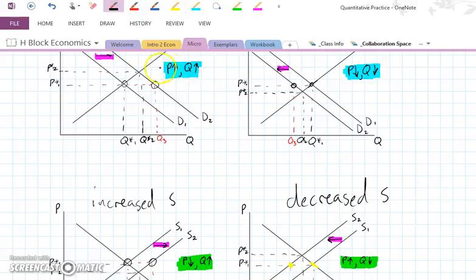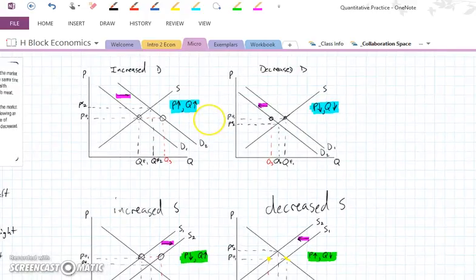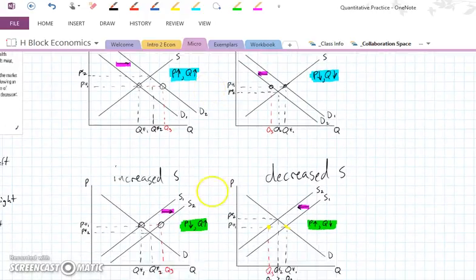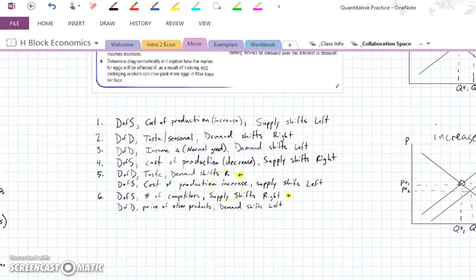So we can say conclusively that price will go up because both of these things are going to cause the price to go up. We can't say conclusively what's going to happen to quantity because we don't know if the decrease in supply is going to have a bigger effect or if the increase in demand will have a bigger effect. That would be the answer to that one.